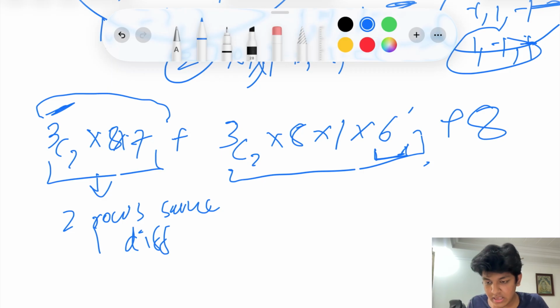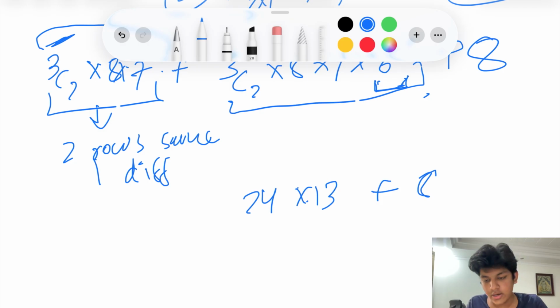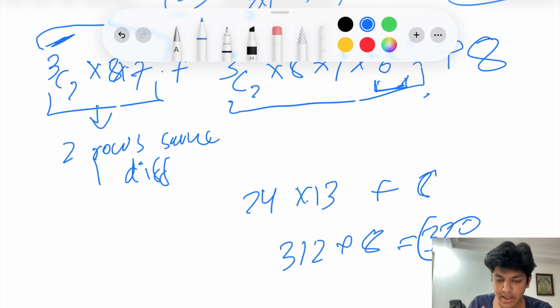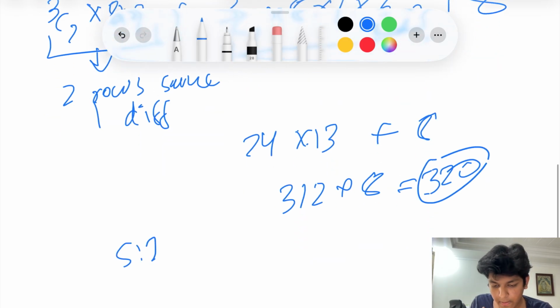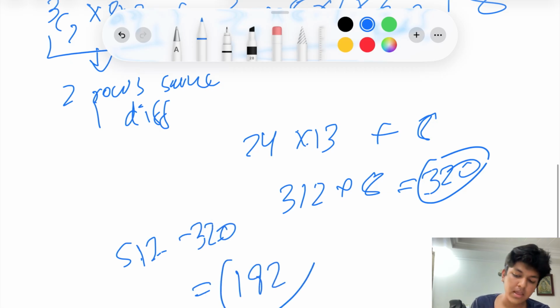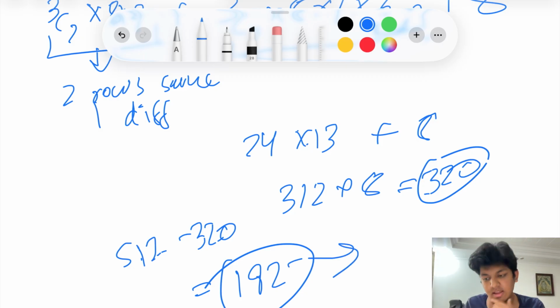Let's solve this. 3 into 8 we can take common, so 24 is common, times 13, 6 plus 7, 13 plus 8, right? So 24 into 13 we can say 240, 288, 288 plus 24, 298, 308, 312, 312 plus 8, that is equal to 320, and 512 minus 320 equals 192. So these are the non-zero matrices that are there.